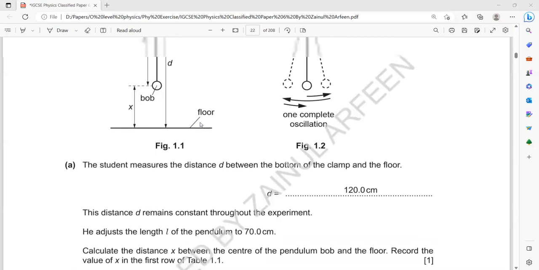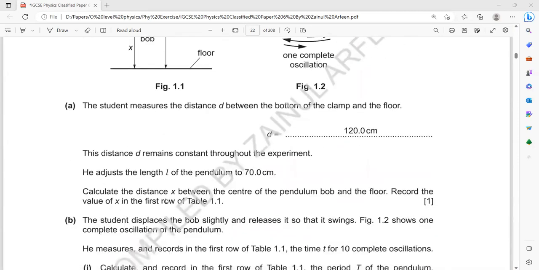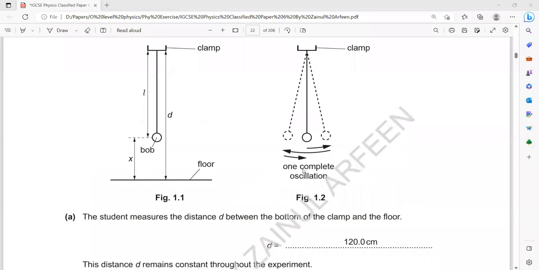He adjusted the length of the pendulum to be 70. Calculate the distance x between the center of the pendulum bob and the floor and record it in table 1.1. So if this total distance D is 120 and the length of the pendulum is 70, what's the value of x? Total is 120 and out of that 70, so that's equal to 50, and the unit will be in centimeter. And we have to record that in a table.